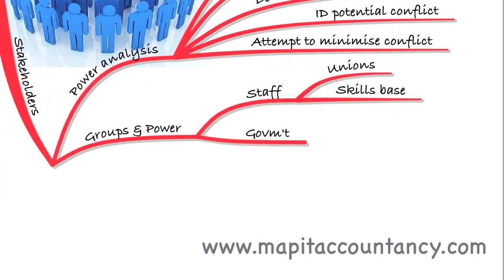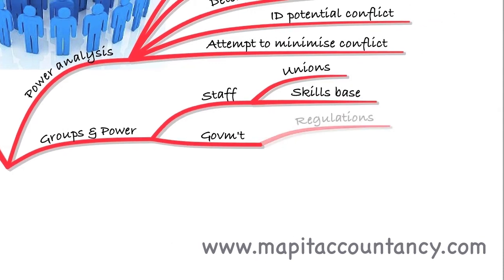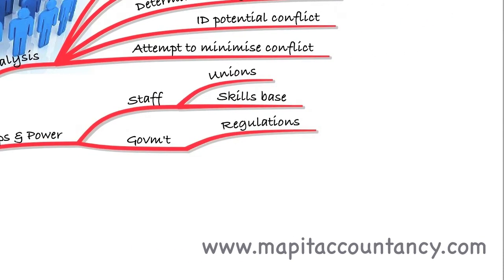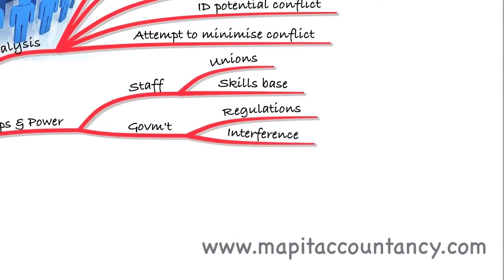When it comes to government, they will be interested in the organisation. They have a legitimate interest through the employment of the general population and also the tax that we will be paying to the government. So we'll have to comply with the regulations that they set, and we'll need to make sure that we can deal with any government interference in our business.